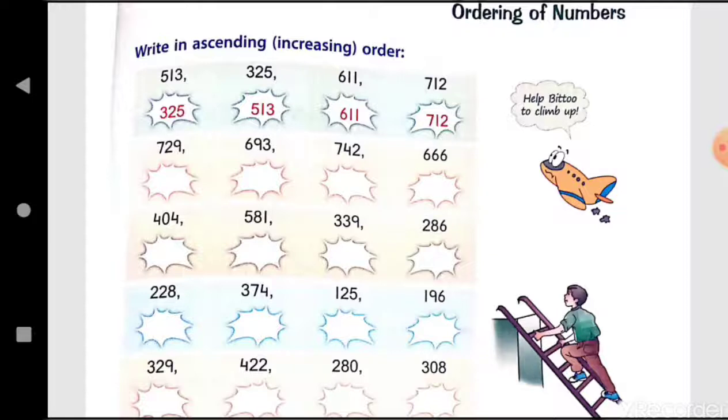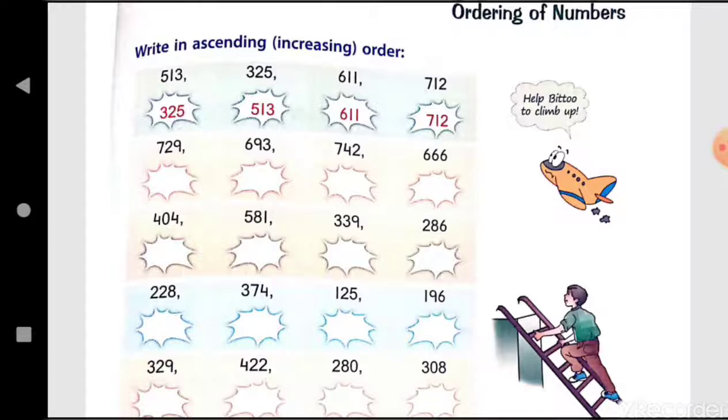It is like climbing up a ladder. And descending order is decreasing order. That means writing the number from greater to smaller. That means climbing down the ladder. Okay. So write in ascending order or descending order.